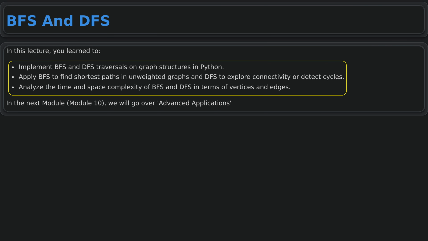In this lecture, you learn to implement BFS and DFS traversals on graph structures in Python. Apply BFS to find shortest paths in unweighted graphs and DFS to explore connectivity or detect cycles.